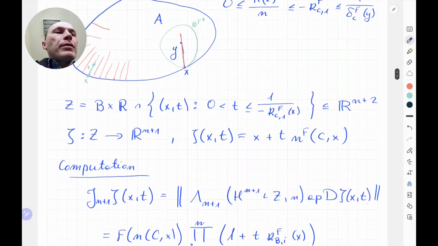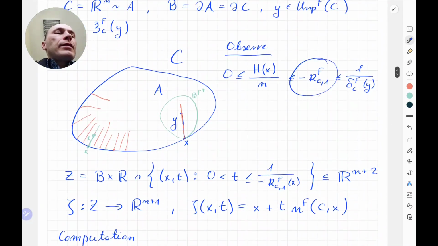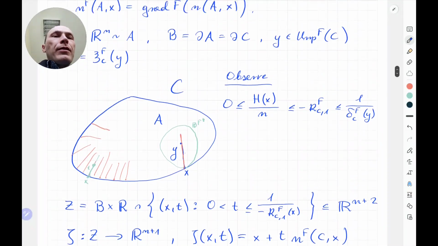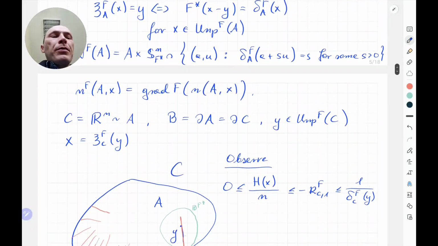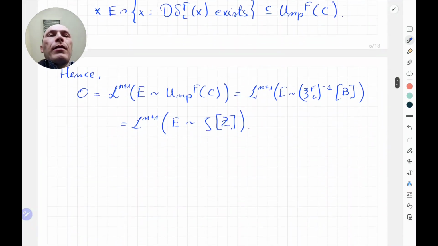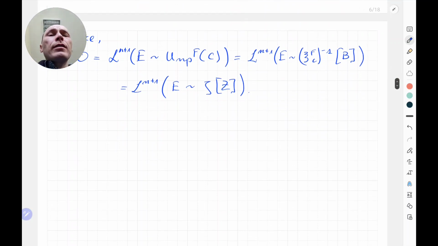Well, this is true because we already noticed that this guy is less than this guy. So if you take all these line segments of this length, you fill everything in U and P. So you get this equality. Okay, now we are in the position to do the Montel-Ross argument. Let us see.